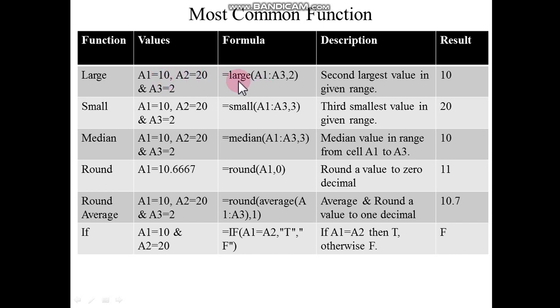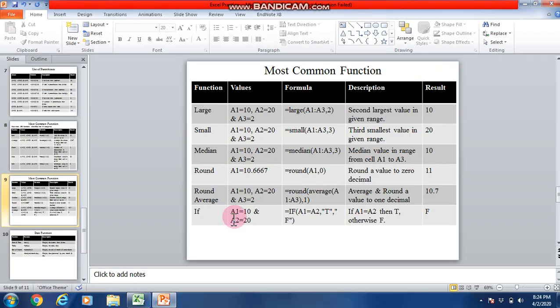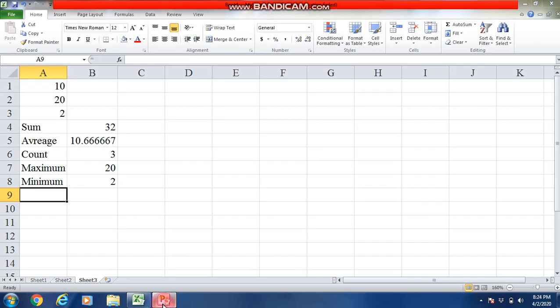For this purpose I will write the formula equal LARGE and then select the range and then a comma. After the comma I give the condition, that is 2. So it will display the second largest value in the given range, which is equal to 10. The difference between MAX and LARGE is that the maximum function doesn't give you the option of the second largest or third largest. So let's do the LARGE function.